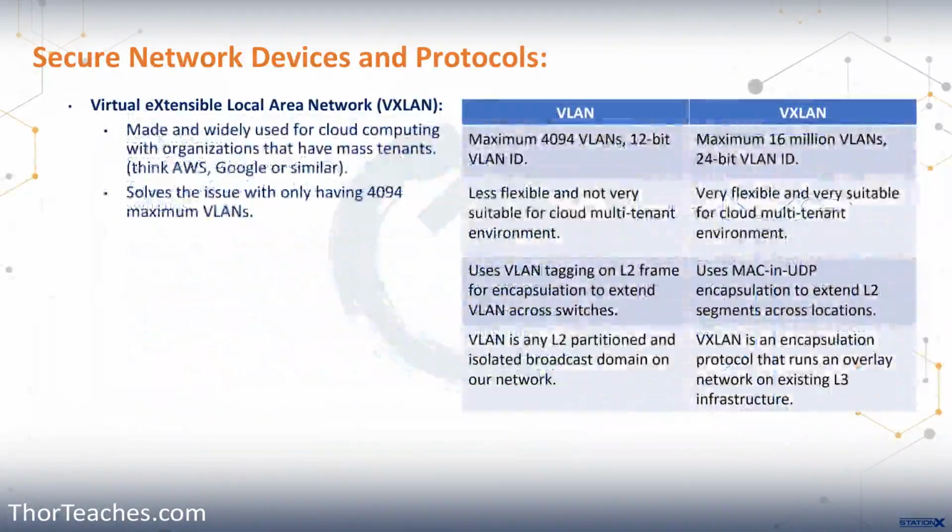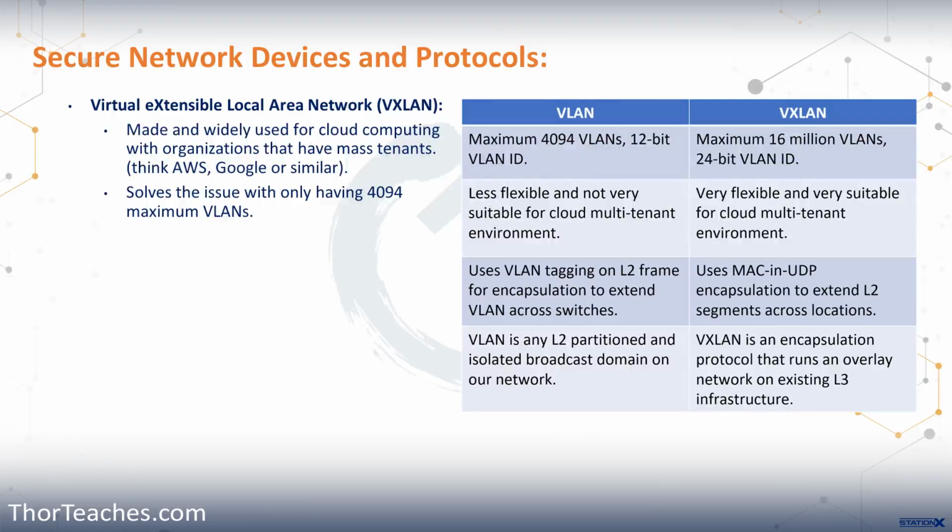Now let's finish out VLANs by looking at VXLANs, or Virtual Extensible Local Area Networks. And this is something that was made and is mainly used for cloud computing, and not really for small organizations or even small cloud providers. This is Google or AWS.